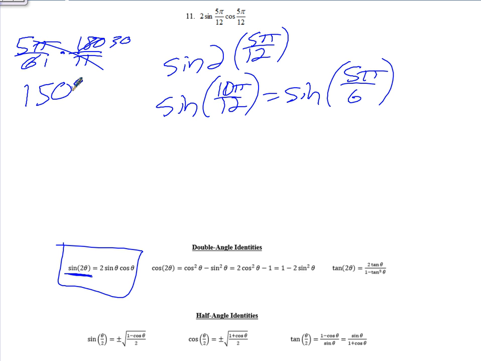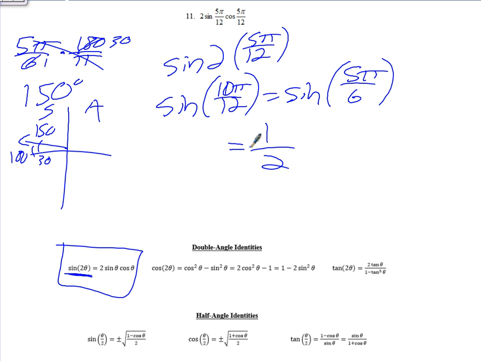Sine of 5 pi over 6, I know that's 30 degrees, so that's going to be 1/2. I have to check the quadrant. Here's 150, that's 180. So again, we have 30 degrees. This is in the second quadrant, so sine will be positive. So we have a positive 1/2 there.